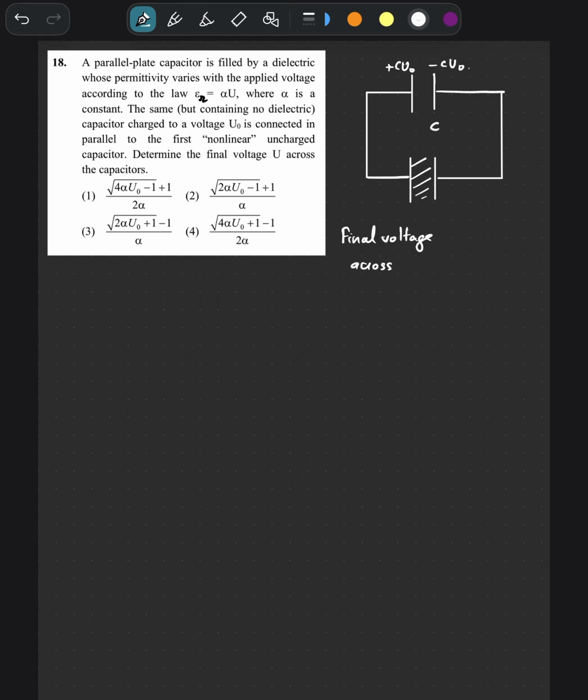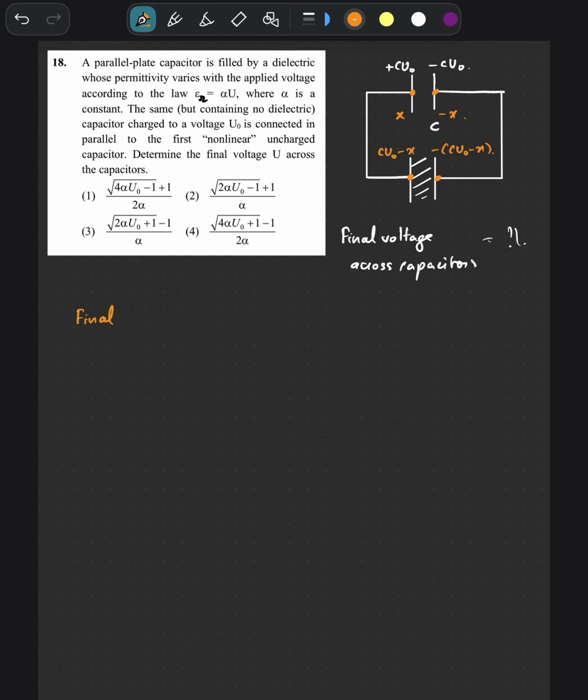Let's go about this question right now. Let me assume that some charge transfer has happened, so the first capacitor gave some charge to the second. Let the final charge on the second be x, so the charge on its other plate will be minus x. The final charge on the first will be CU naught minus x, and on its other plate minus of CU naught minus x. If these are the final charges, there is no more charge transfer happening between them, which implies the potential difference across both the capacitors has to be the same.